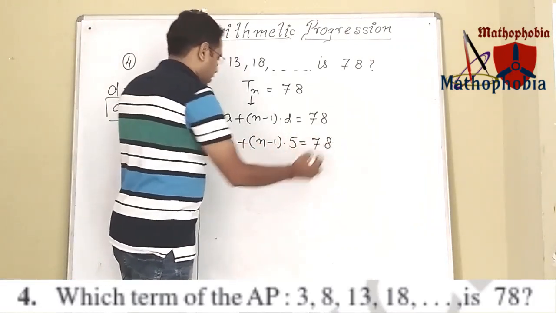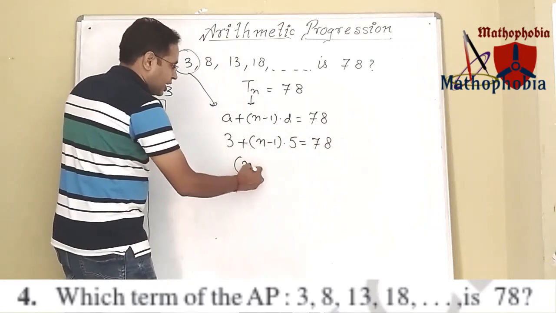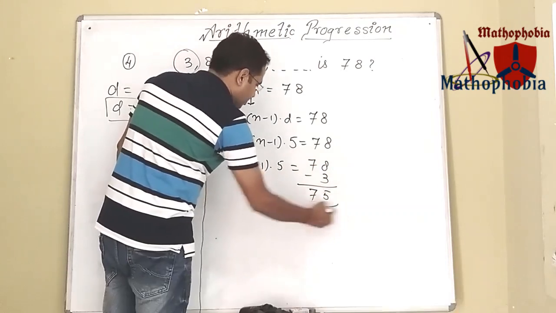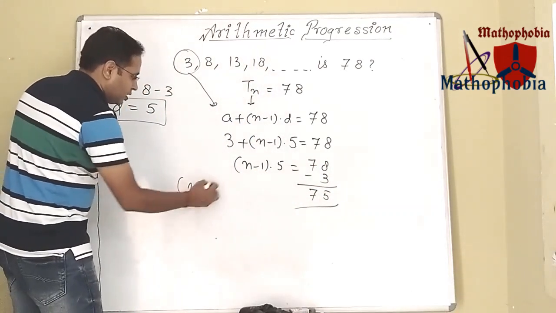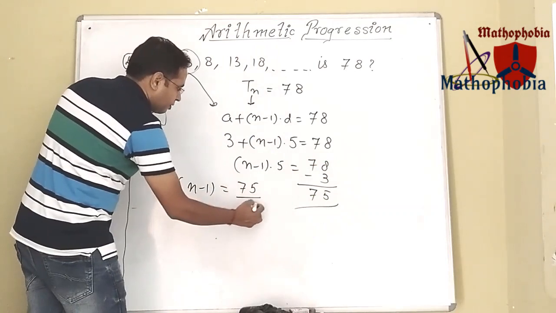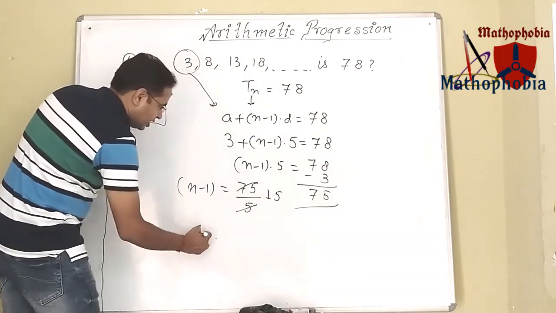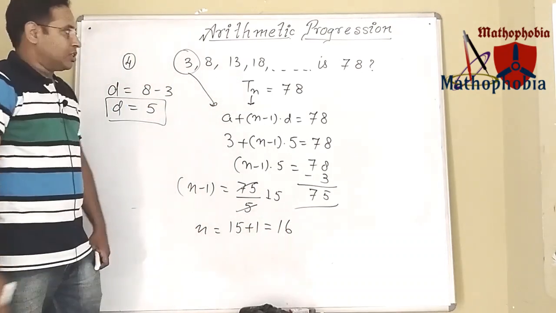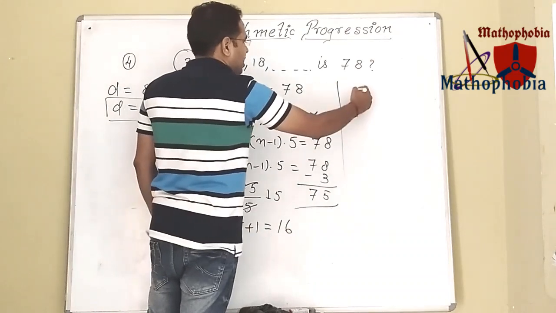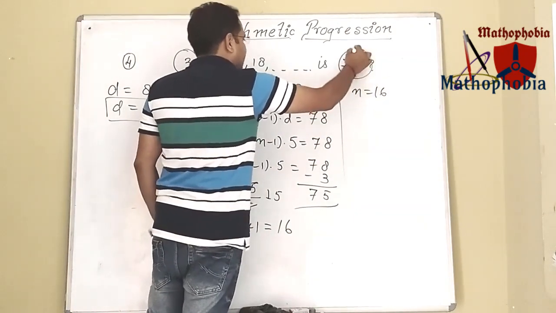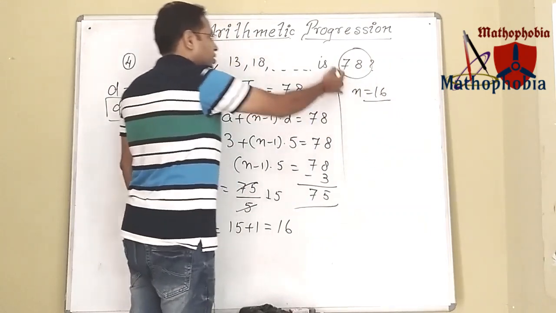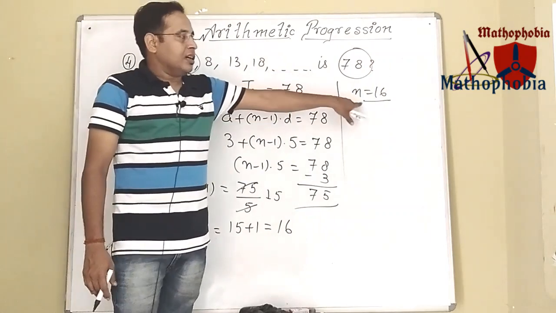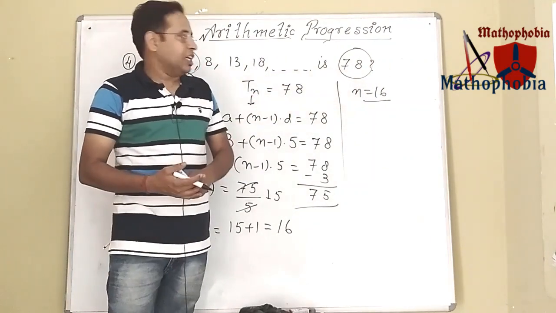चलो इसको 5 रखते हैं. 5 equals 78. So we will get 3 उधर ले जाओ, minus का हो जाएगा, n minus 1 into 5. 78 minus 3, you will get 75. So n minus 1 equals 75 upon 5. So n equals 15 plus 1, that is 16. So we have got the value of n is 16. Therefore 78 is the 16th term of this arithmetic progression. I hope you have understood.